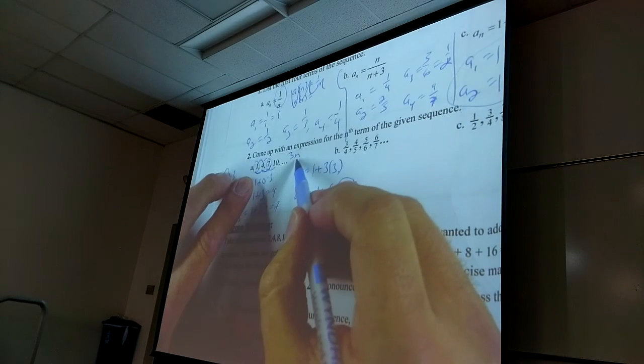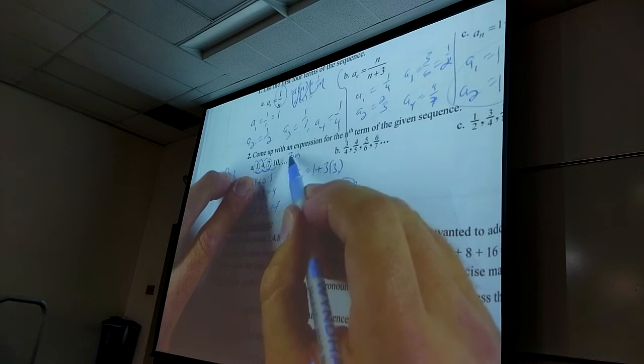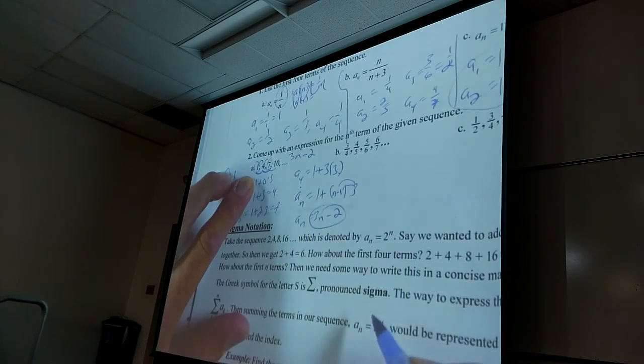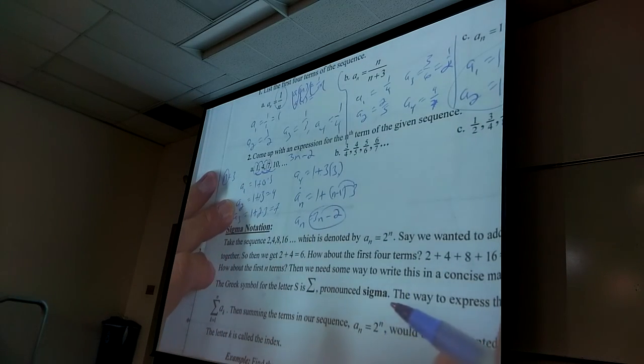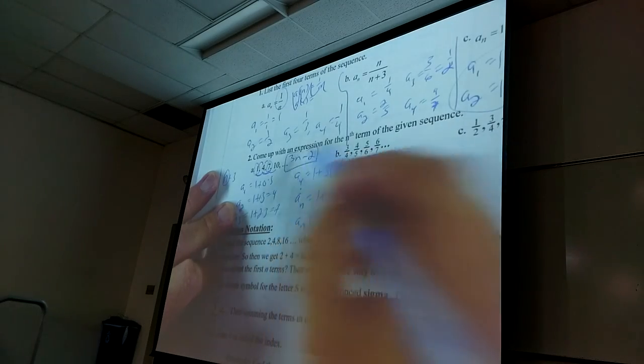Now, if I just stop there, a1 is 3. When I plug a 1 in, I get 3. But it's supposed to be 1. So what am I going to do to this to correct for that? I'm going to subtract 2 from it. Same thing we just got. Right? So this is the construction way. And this is just the reason-it-out way.